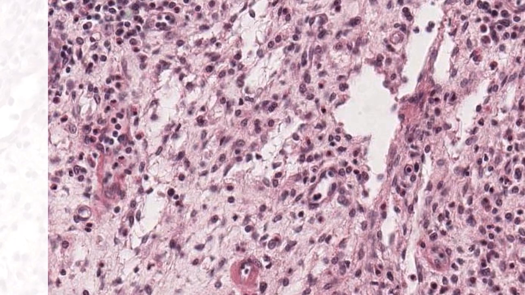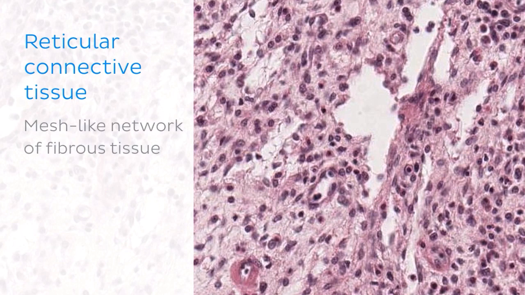So the first question we want to ask is, what is reticular connective tissue? Reticular connective tissue is a mesh-like network of fibrous tissue. Unlike most tissues, the cells in connective tissue are not necessarily directly bound together and instead can be some distance apart, separated by extracellular matrix.